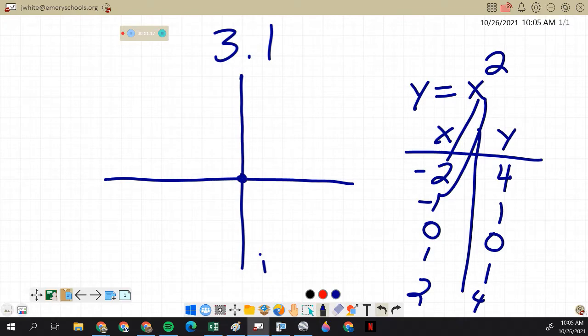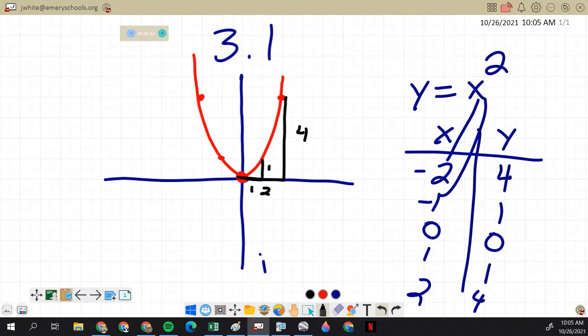So that graph is going to have what we call a vertex right here. And then we go over 1, up 1, over 1, up 1. And then we go over 2, up 4, over 2, up 4. And you need to memorize that because we're going to use that to graph more complicated quadratics today. So the pattern creates what we call a parabola, and the graph is over 1, up 1, and then over 2, up 4, over 1, up 1, or I got that backwards, -1, 1, and then over 2, up 4.